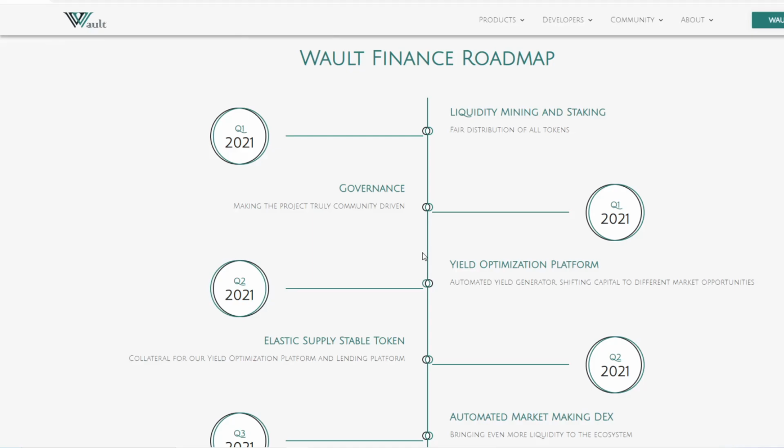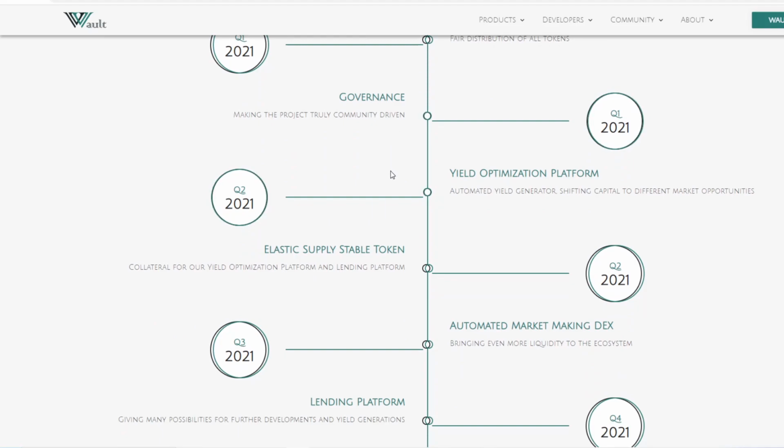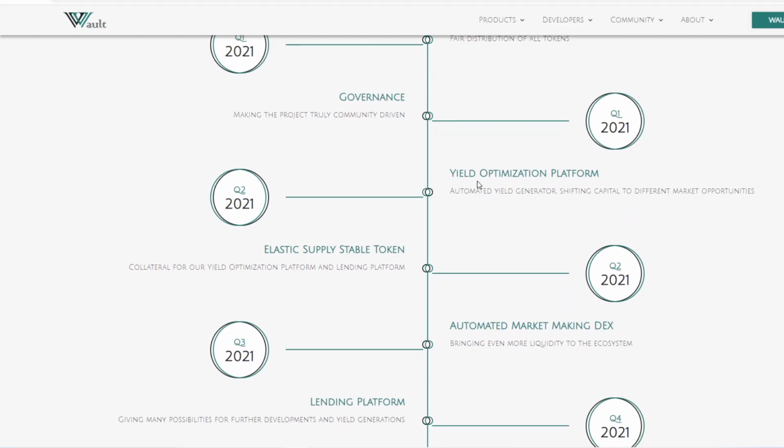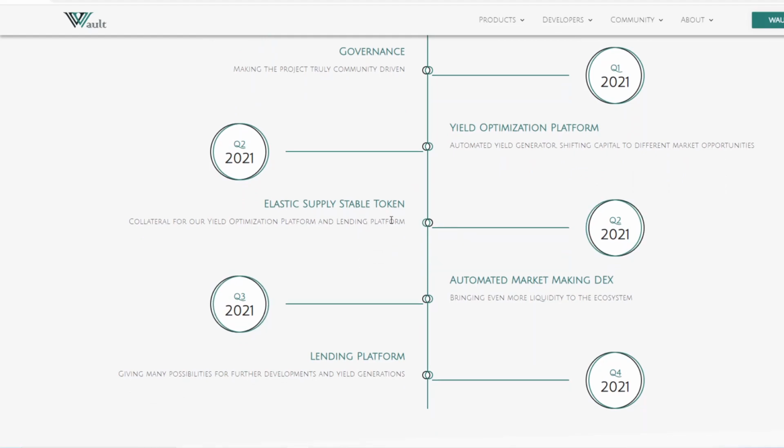Then we have the interesting roadmap. This is where we are today, the first quarter of 2021: liquidity mining, staking and fair distribution. Then it goes down to the whole governance aspect. We wanted to ensure there's voting governance, where the community is really part of the whole decision-making process. So we're all moving in the right direction, or as they say, having all our ducks in a row. Then, fast forward to the second quarter of 2021, we're looking at the elastic supply stable.